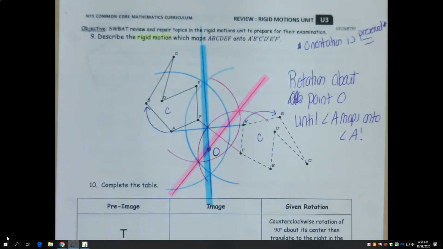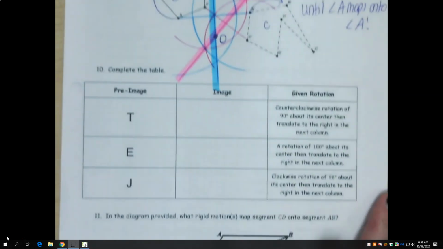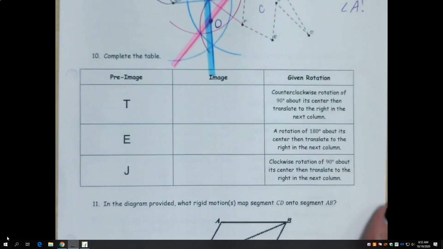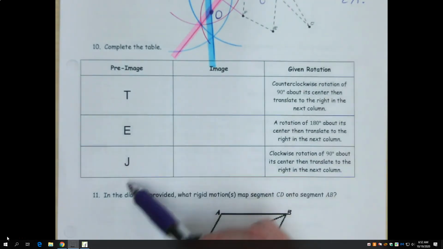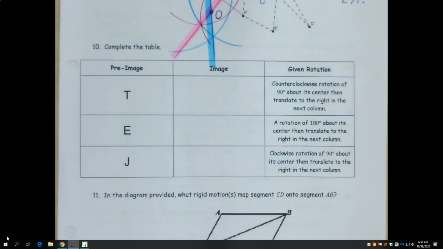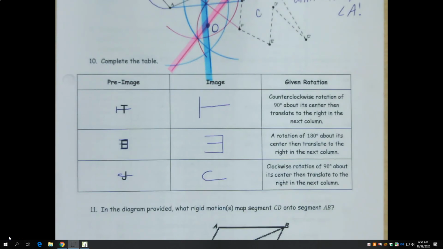All right, that was number 9. As we look here at number 10, it says complete the table. So they're giving you directions on how you're going to rotate these 3 letters, and you have to come up with the image. All right, try this question on your own, and then check back for the answer in a minute. All right, here's number 10. This is what you should have got.